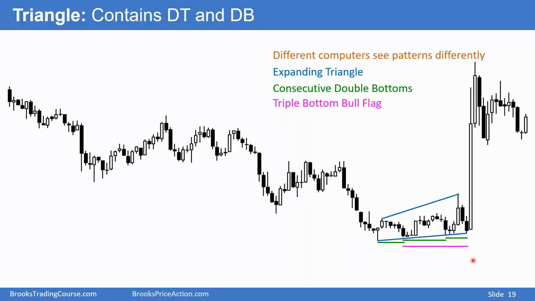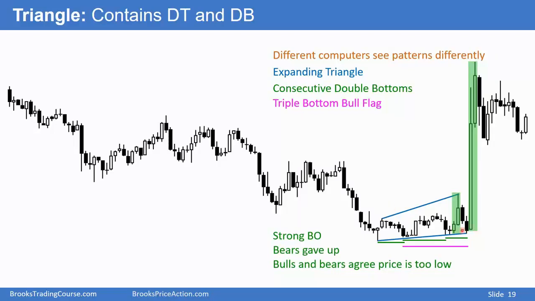Triple bottom, 1, 2, 3, or 1, 2, 3. The bulls gave up. The bears tried again to reverse, but a higher low, and then the bulls bought very aggressively up, and the bears gave up. The market was repeatedly trying to go down and failing. At some point, the bulls and bears both agree the price is too low. The market has gone down too far. It probably has to go higher to find where the fair price is, and it did so violently here.